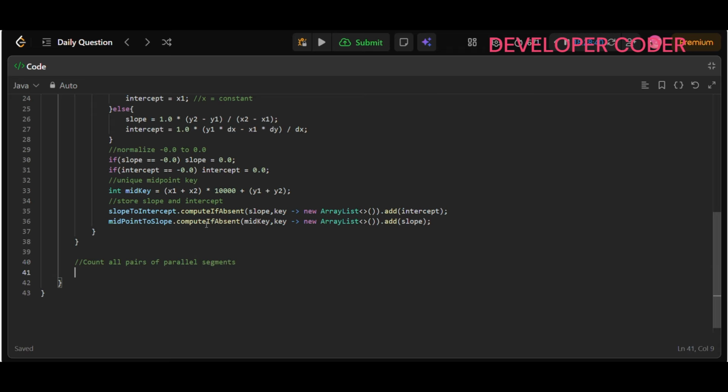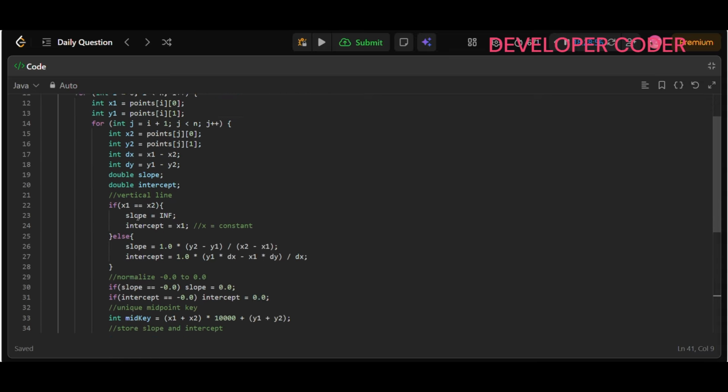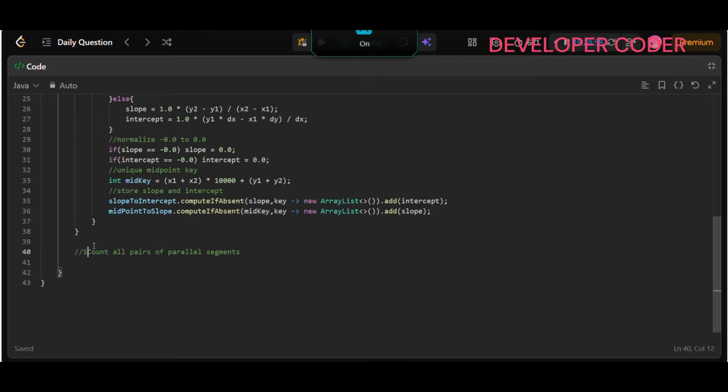segments, right? So for all the slopes I have added the intercepts, right? What are the different intercepts? And for all the midpoints I have added the slope, right? Now here we have to count all pairs of parallel segments. So this is my step 1. So let's say this is my step 2.